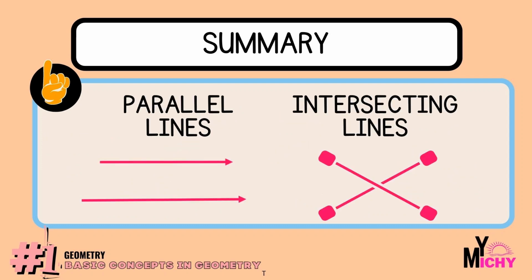Next, we have parallel lines and intersecting lines. When we say parallel lines, these are the lines that do not meet, so they don't have an intersecting point. While intersecting lines intersect at one point. So this is the point of intersection.